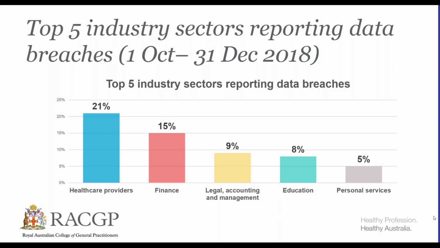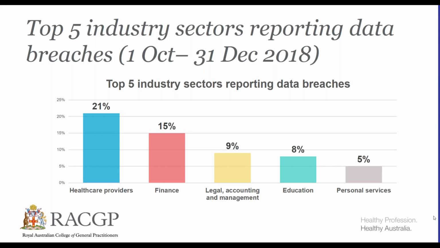I'll just run through some of the statistics we've seen in the Notifiable Data Breaches Scheme, and particularly the last quarter that we've reported on from October to December 2018. Our full report is available on our website for this quarter. As we can see on this slide, the top 5 industry sectors to report data breaches in that quarter are health service or healthcare providers, finance, legal, accounting and management, education and personal services.